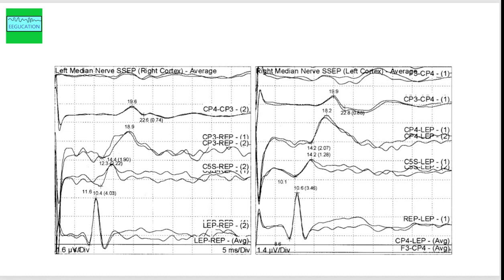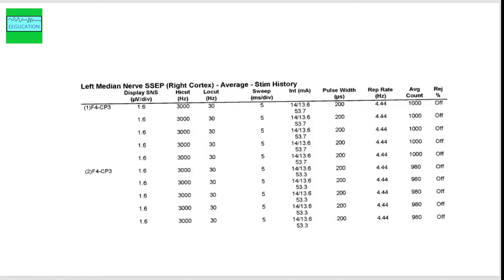It is important to realize that the somatosensory evoked potentials have to be done by a trained technologist and should be interpreted by a trained physician or neurophysiologist. You have to make certain that the filter settings are properly set. So in this case, we had a high frequency filter at 3000 Hz and low frequency filter at 30 Hz. We had a repetition rate of 4.44 and we averaged about 1000 stimuli, or 980 stimuli, for the second wave.